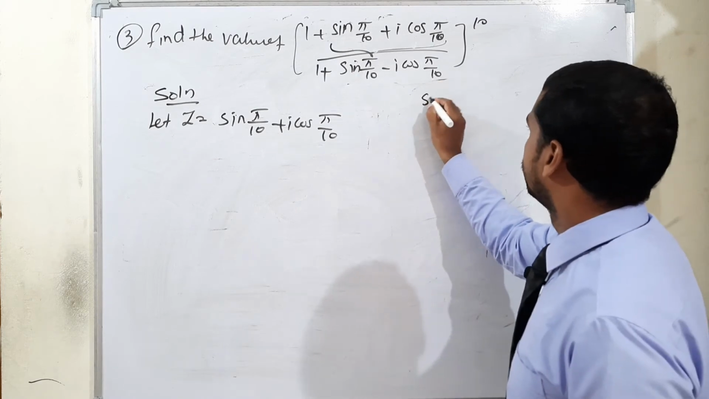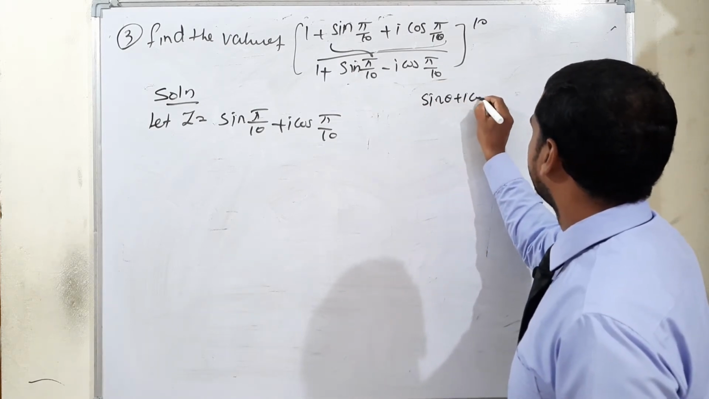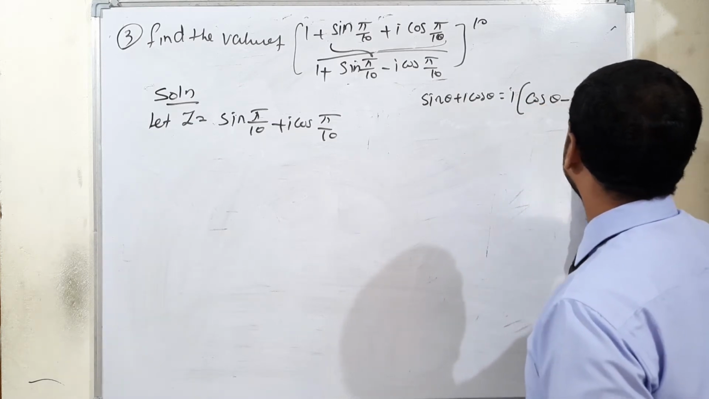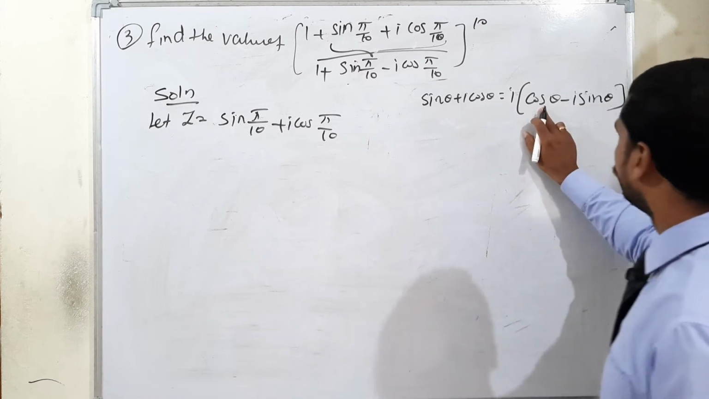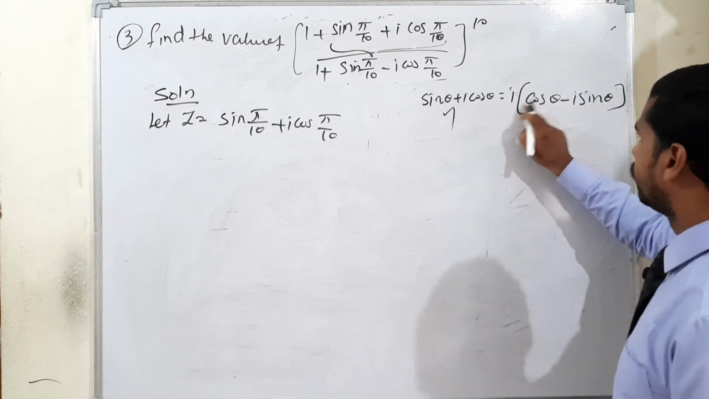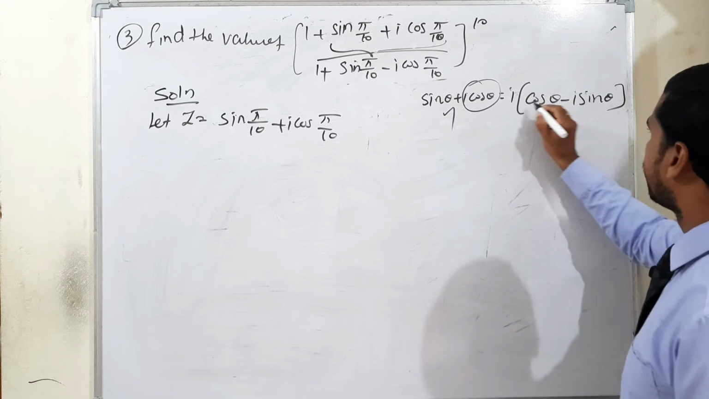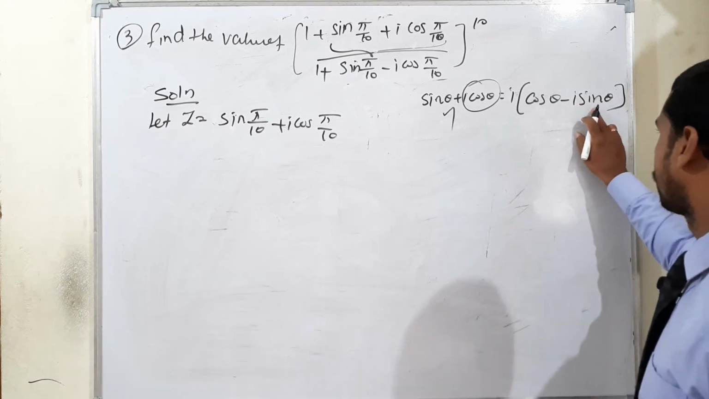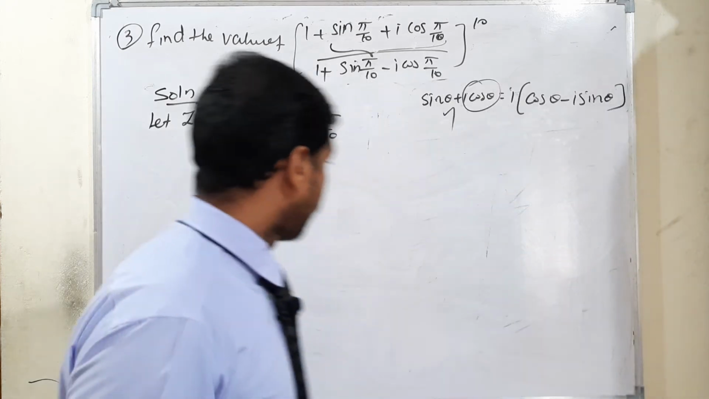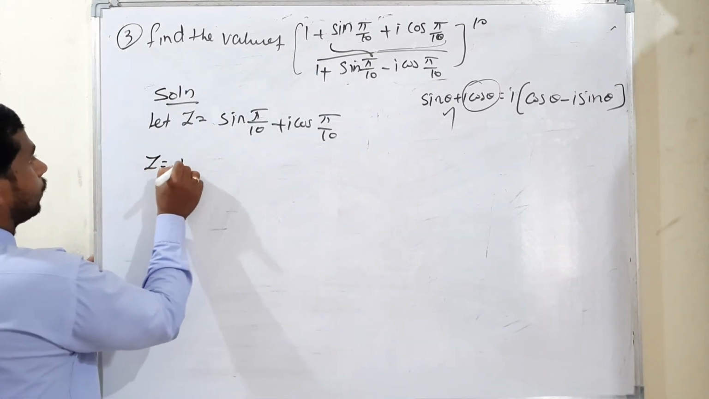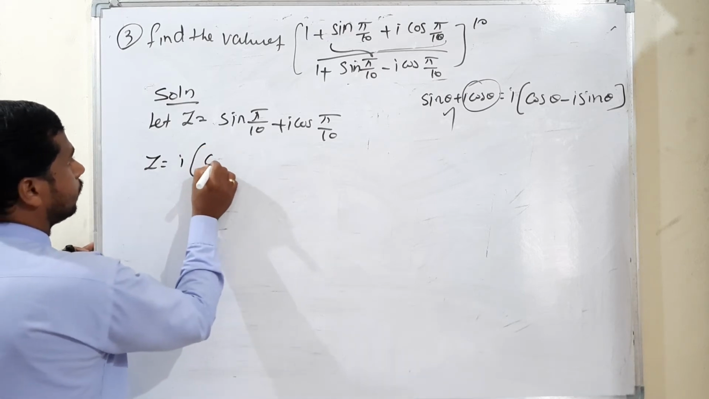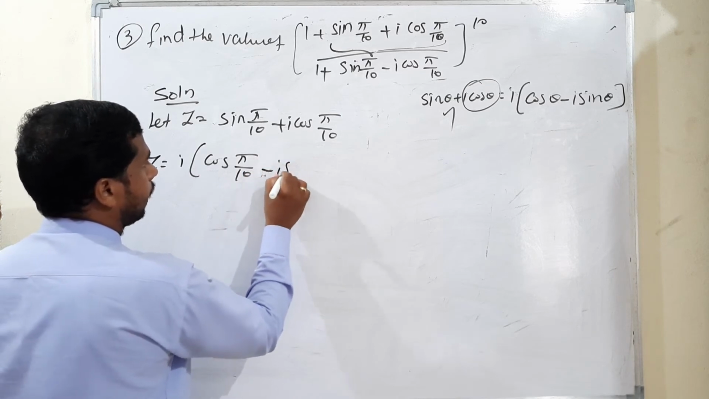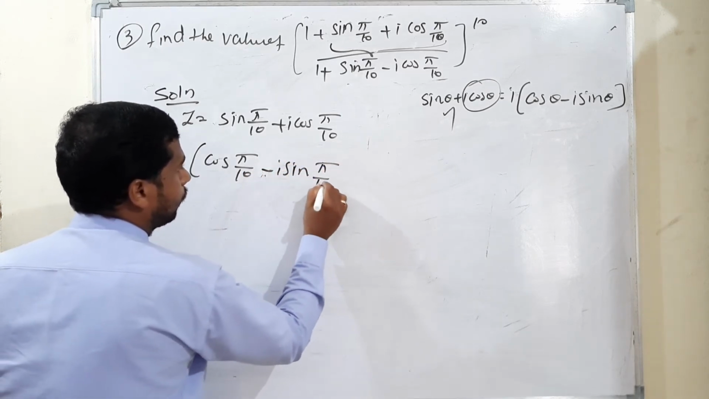When we have sin theta plus i cos theta, I take i common outside, which gives cos theta minus i sin theta. If you remove the bracket, we get the left hand side value: i into cos theta means i cos theta, and again i into i square, and i square value is minus 1. Therefore, minus into minus gives plus sin theta. So that is how to rearrange it. So z is equal to i times, inside cos pi by 10 minus i sin pi by 10.